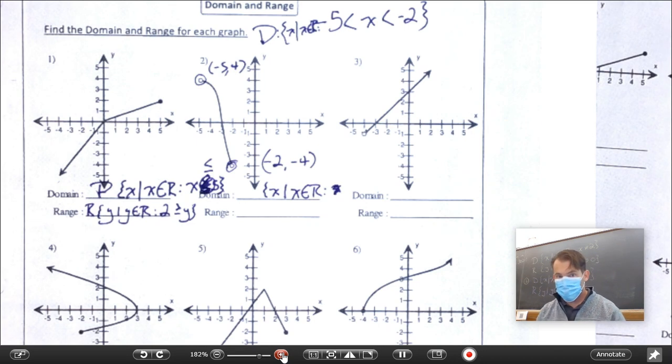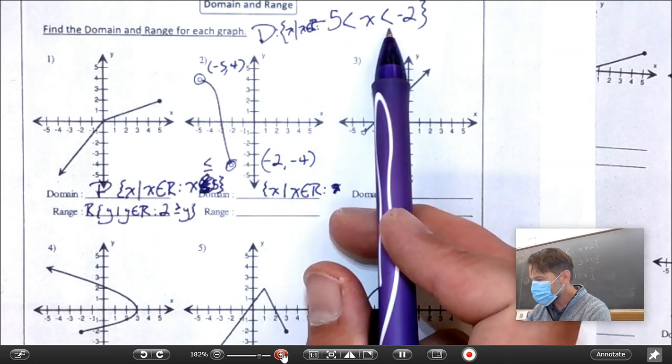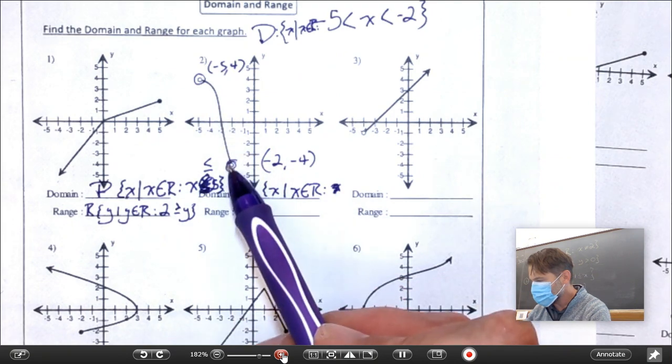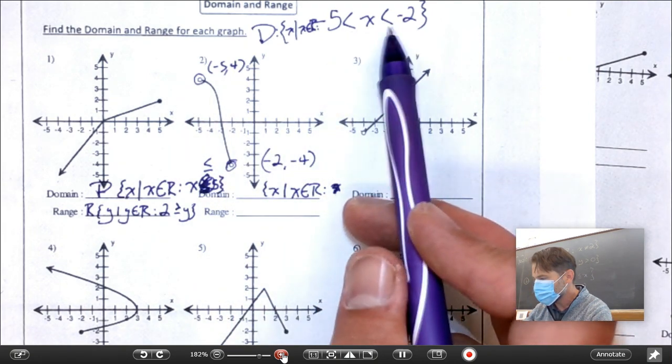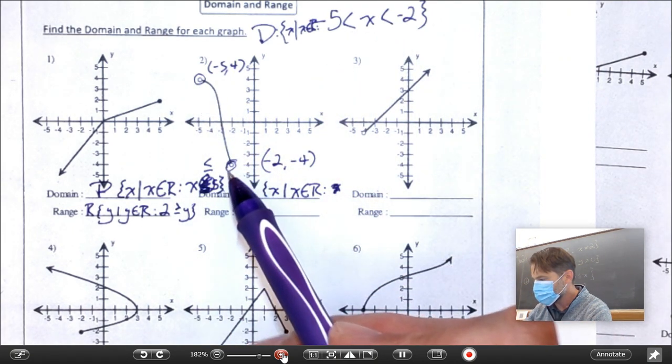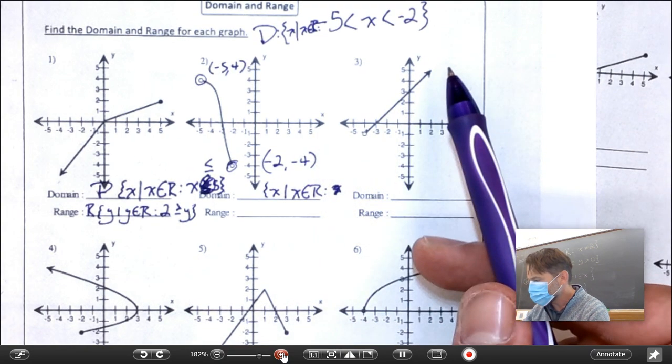Okay. Now, here I have to use less than signs, because it does not include these points. I don't use less than or equal to, because these are open circles. Here's an open circle that goes off to infinity.